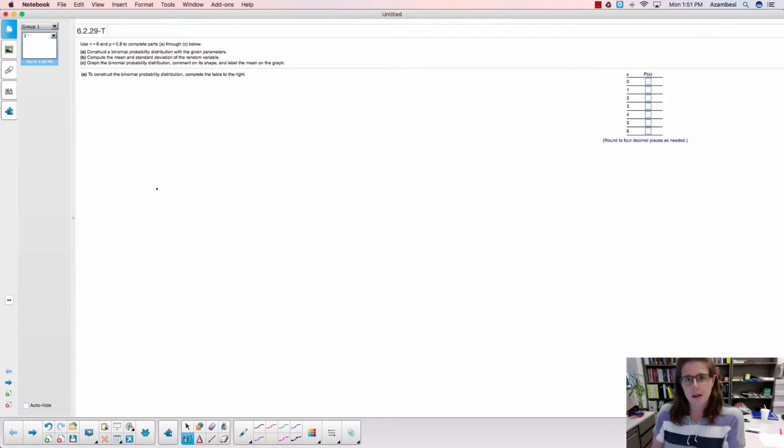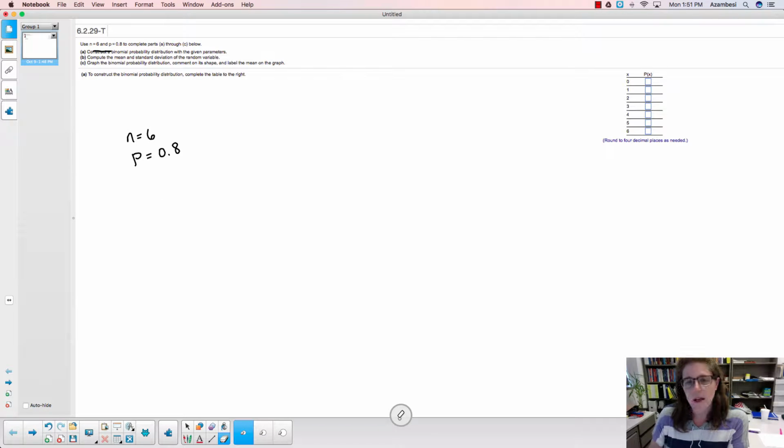So this tells us that we have an n value, or a number of trials, equal to 6. We have a probability value, or p-value, of 0.8, and p in binomial probability is the probability of a success if we only have one trial. So then we are looking to fill out this table here.